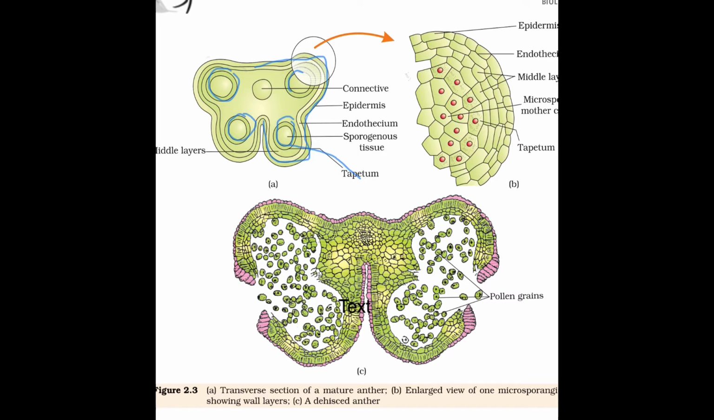And on the outer side of this microsporangium there are 3 coverings that will be called epidermis, endothecium, and middle layers. The middle layers are also present, and the innermost covering is called tapetum. You can see it here also, the round structure of tapetum, and this is the cellular structure of tapetum. This is the innermost protective layer, and this layer also works as the nutritional layer for the developing microspores.